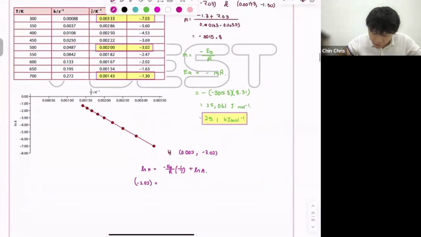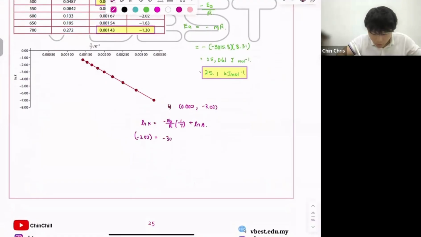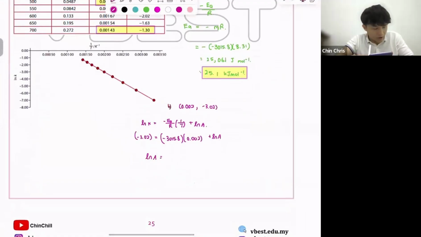Negative Ea over R is the gradient, right? So I'm just going to plug in negative 3018.5 multiplied by 0.002 plus log A. What's log A equal to? It's just math, right? Okay, 3.0116. A is 20.3, right?